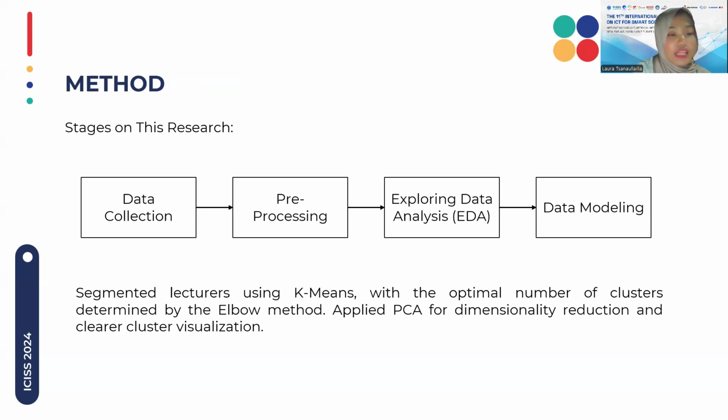There are four stages in this research. The first stage is data collection. The second stage is pre-processing. The third stage is exploratory data analysis or EDA, and the fourth stage is data modeling. The lecturers were segmented using K-means with the optimal number of clusters determined by the elbow method, and PCA was used for clearer visualization.